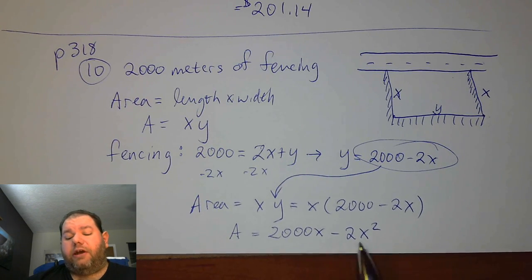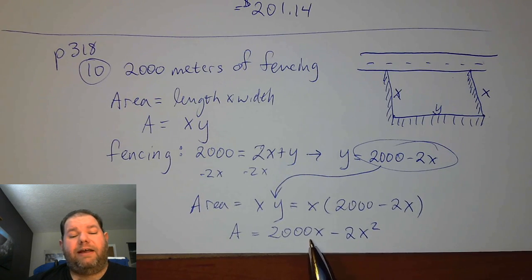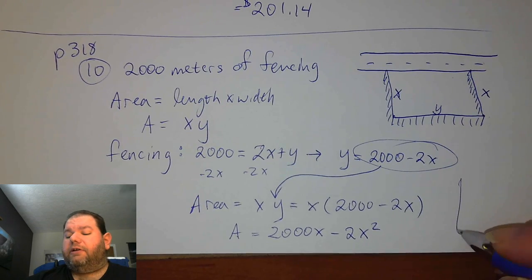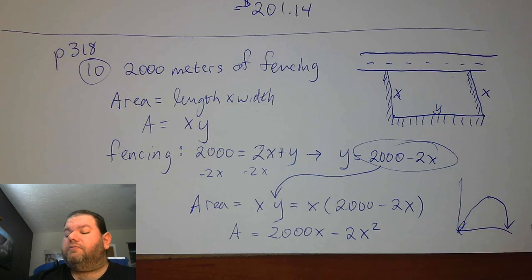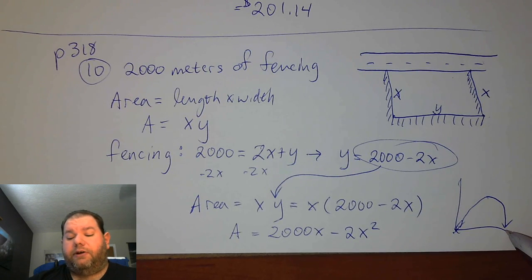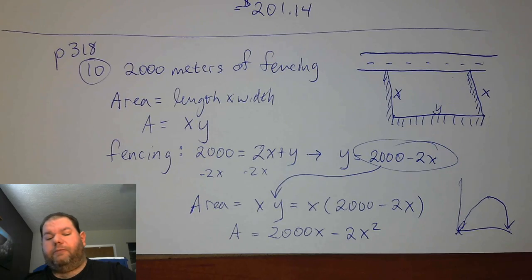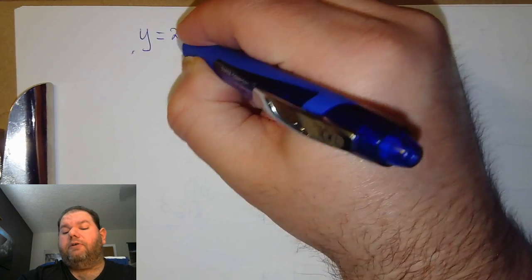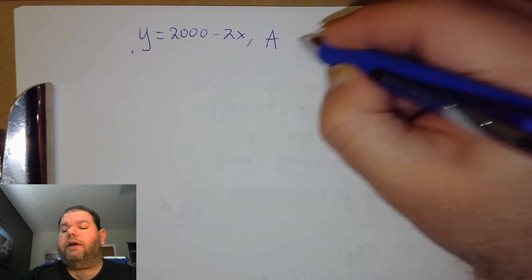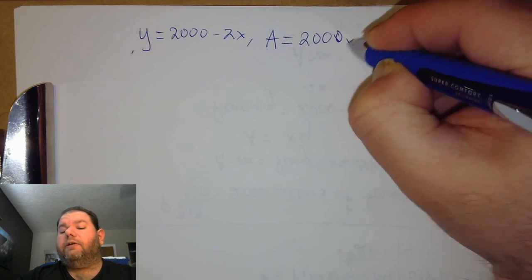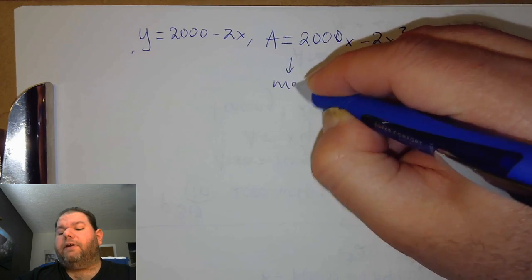But this is now a quadratic formula, which we know is going to be maximized at its vertex. And this will be a formula where it opens down. Specifically, it'll look something like this. It actually goes through the origin and at some other point over here, 1,000 I believe. And then in between, we should have our highest point. So again, we had said y was equal to 2000 minus 2x, and we said area is equal to 2000x minus 2x squared. And we want to maximize area.